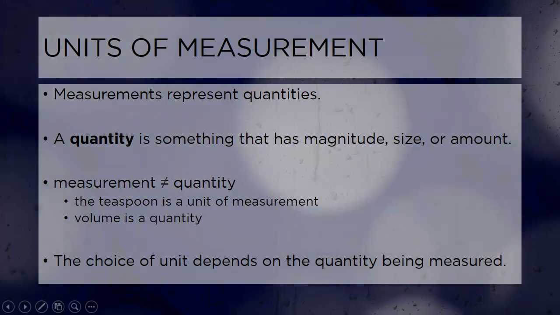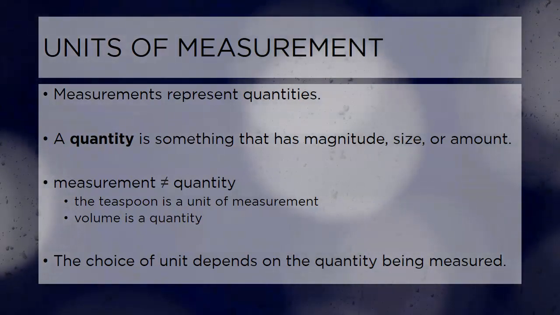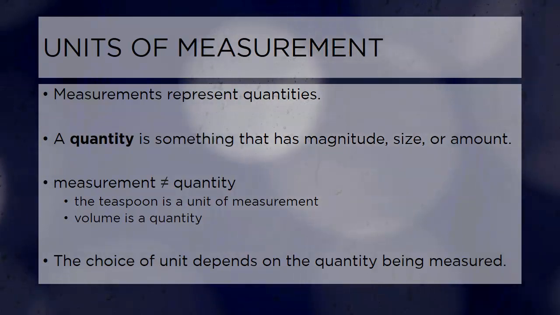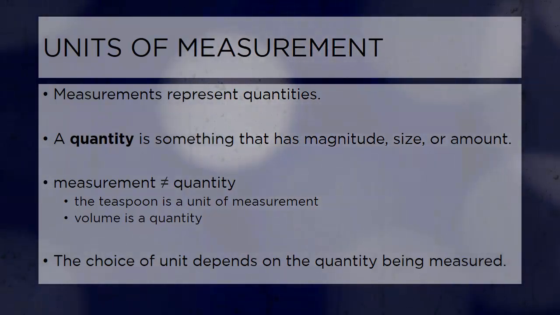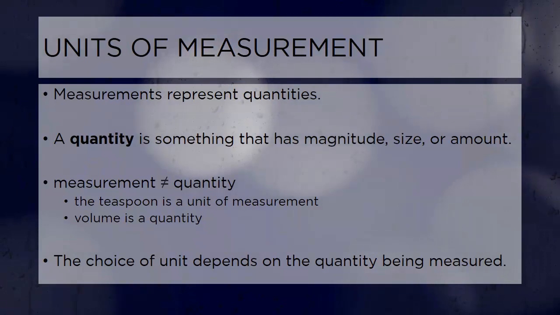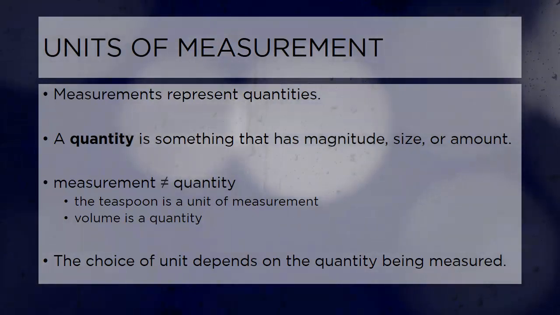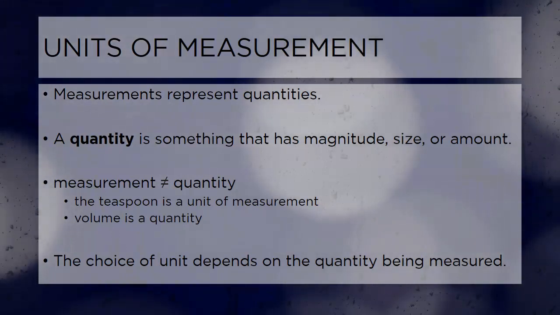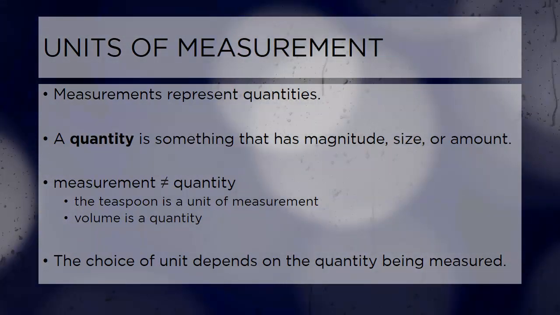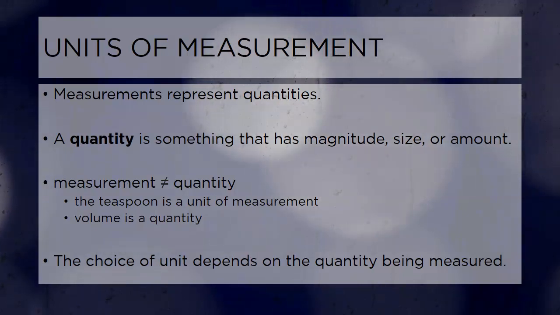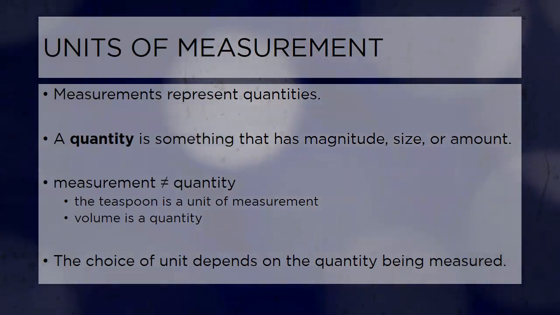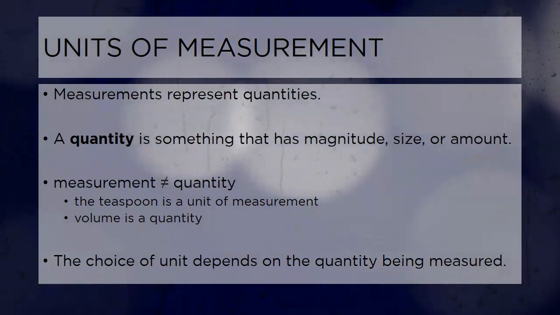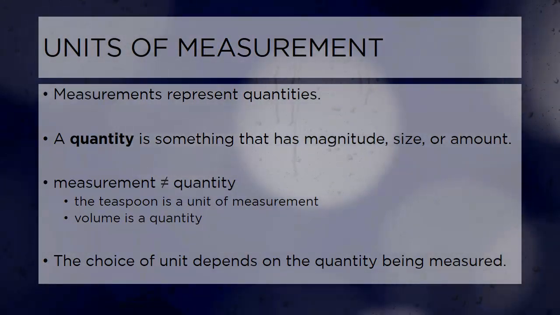What are units of measurements? What we want to realize, measurements represent quantities. So if I want to find a distance or a length, that's a quantity. A measurement tells me how much distance or length I have. So that could be inches, feet, miles. All those are measurements that represent a quantity, but those two things aren't the same thing. A quantity is just something that has a magnitude or a size.